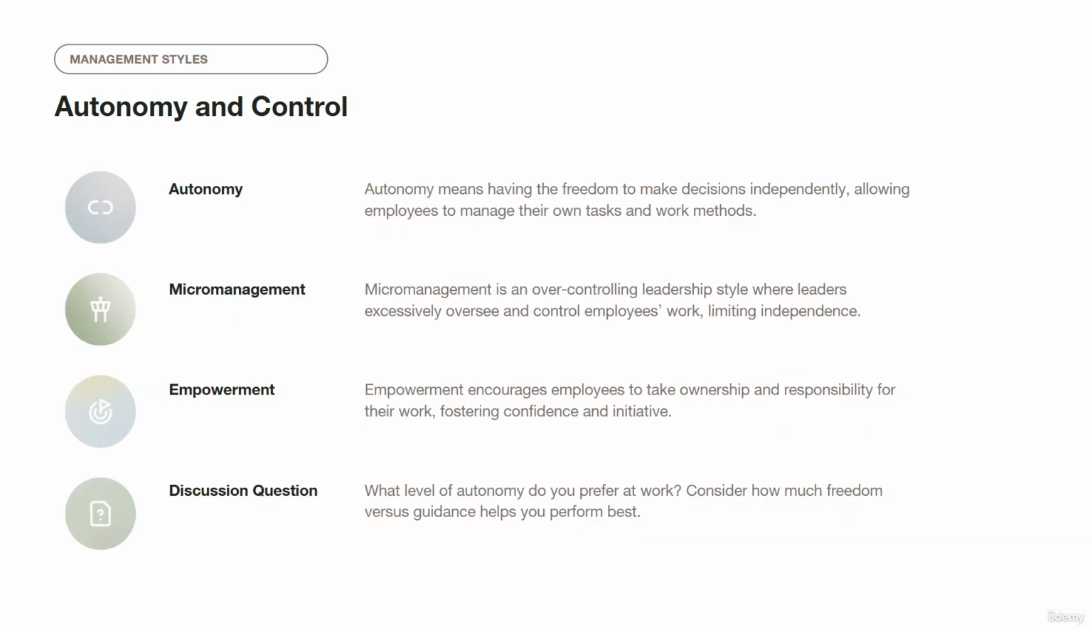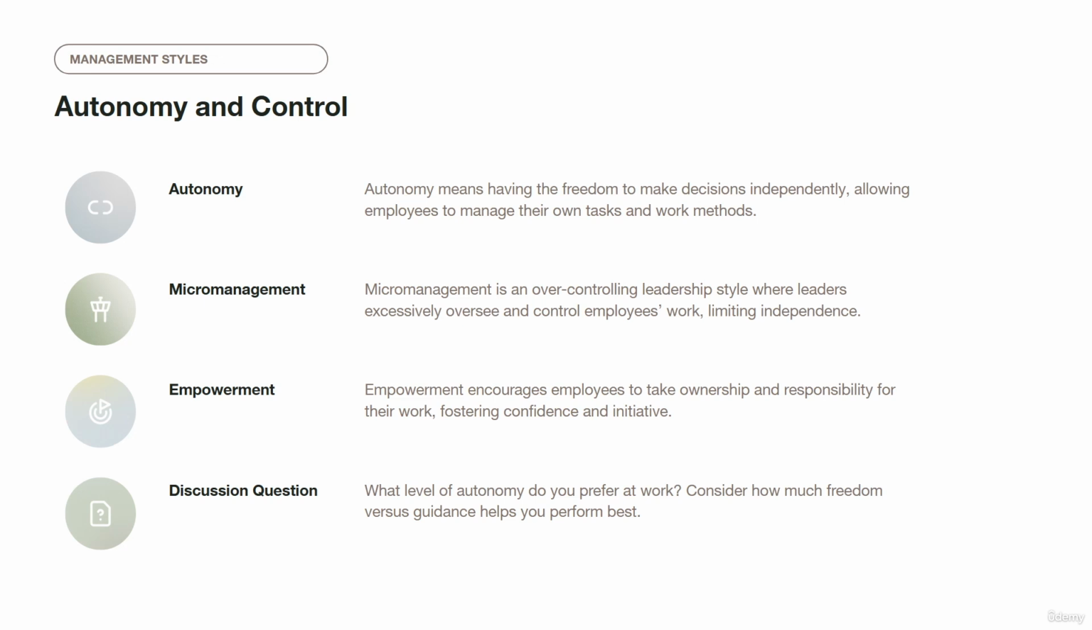We're thinking about the concepts of autonomy and control. So autonomy means having the freedom to make decisions independently, allowing employees to manage their own tasks and work methods. Some companies have more autonomy, some companies have less autonomy. Micromanagement has a negative connotation. It's an over-controlling leadership style where leaders excessively oversee and control employees' work, limiting independence. So the managers don't trust the employees to do the job properly themselves without intensive and probably excessive supervision. Empowerment encourages employees to take ownership and responsibility for their work, fostering confidence and initiative.